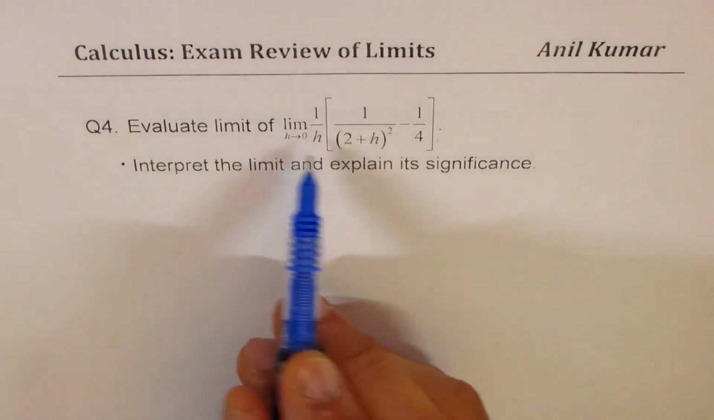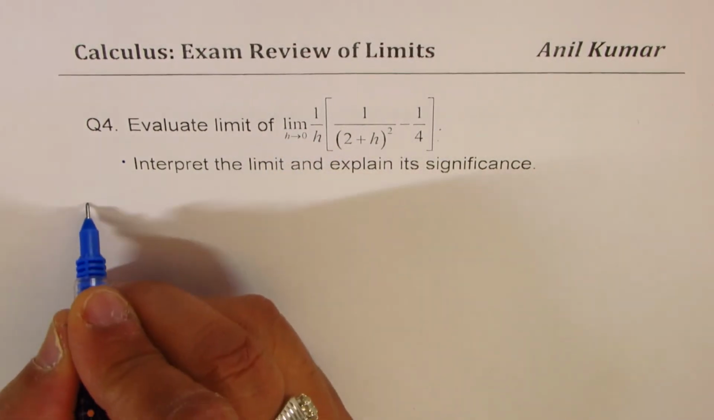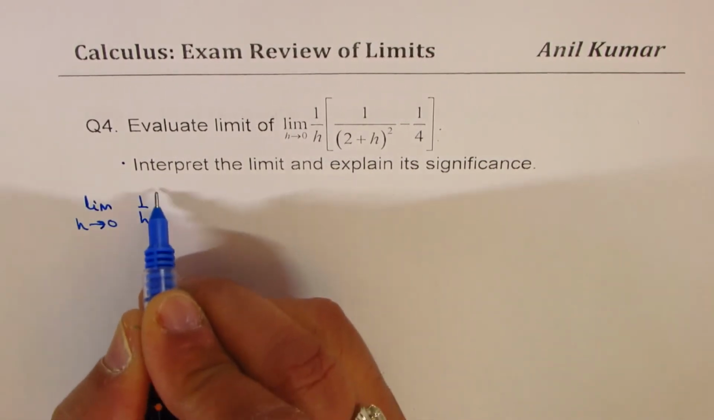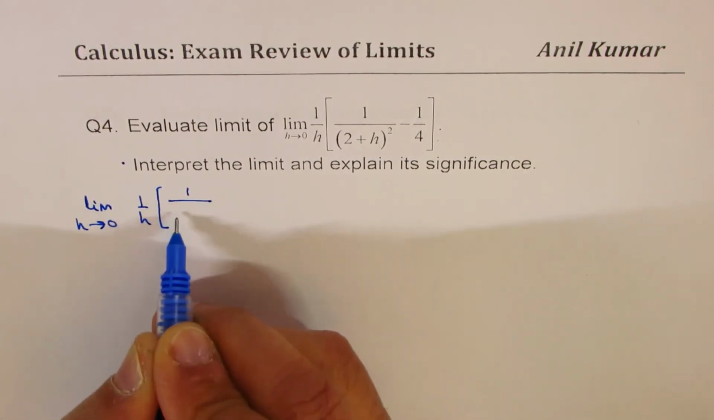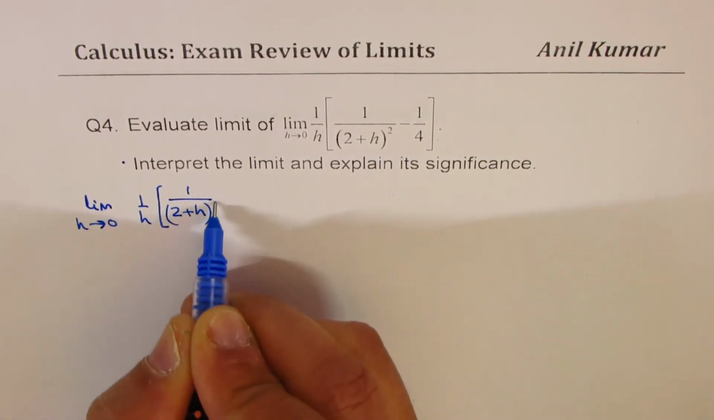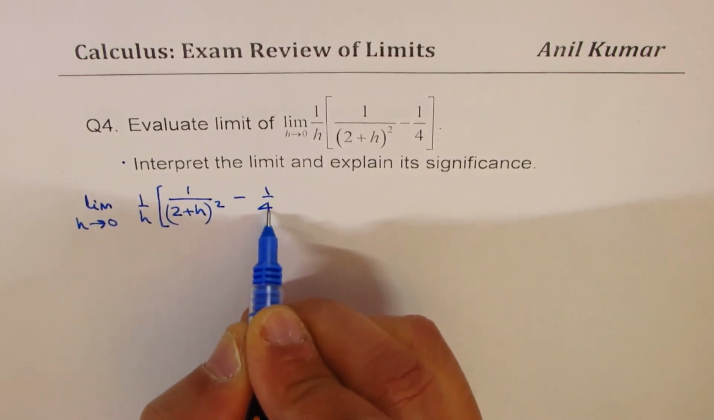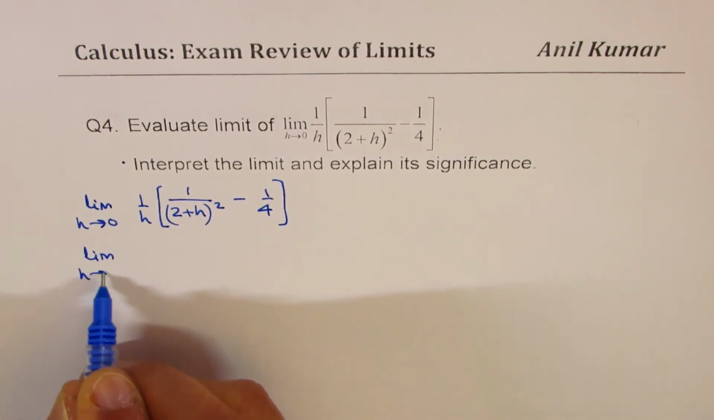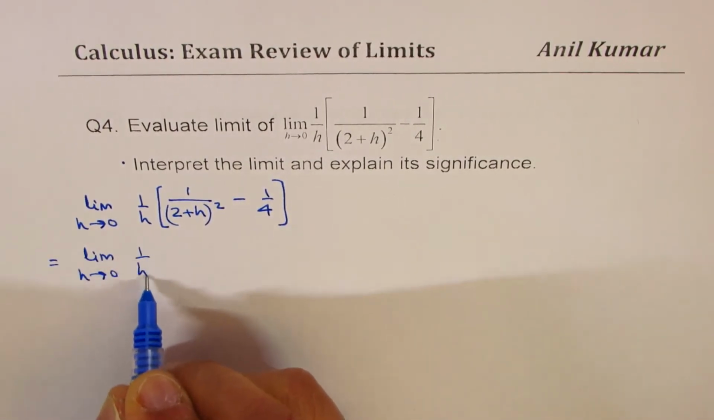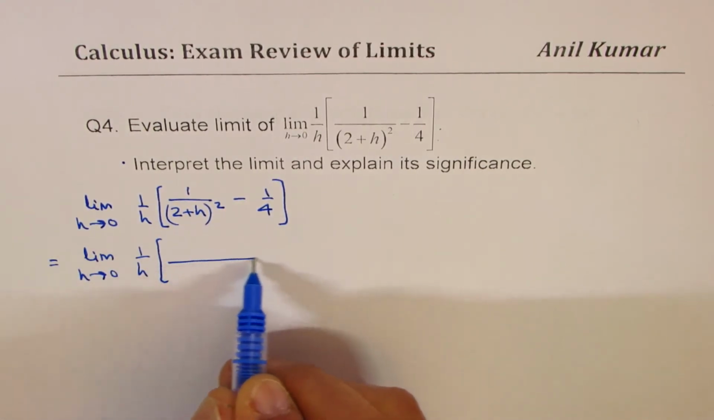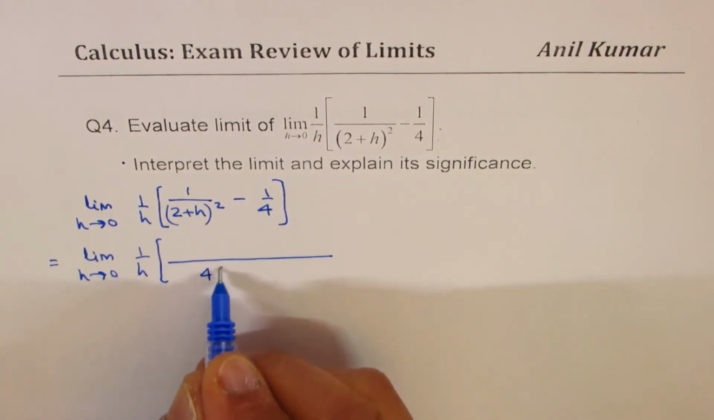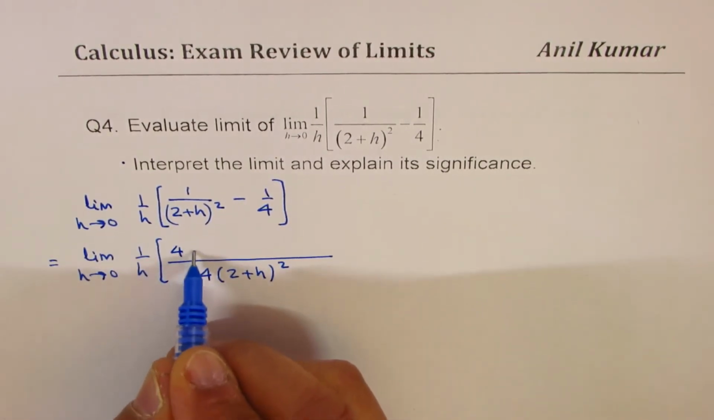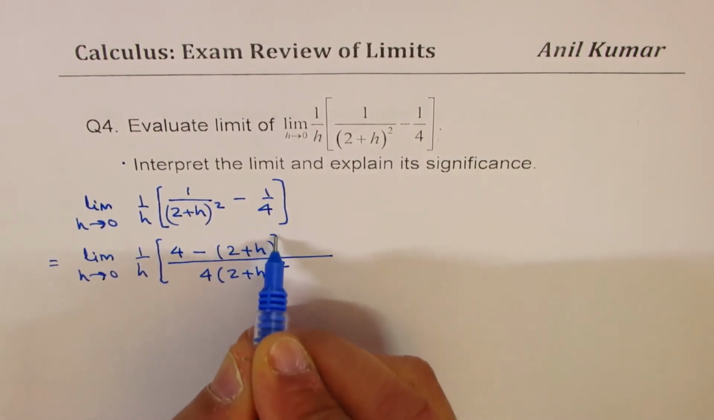Okay, so let's first evaluate the limit. So we need to find the limit when h approaches 0 for the function which is 1 over h, times 1 over (2 plus h) whole squared minus 1 over 4. So let's take the common denominator. So we can write this as limit h approaches 0, 1 over h. So if I take the common denominator, what do I get? I get 4 times (2 plus h) whole squared in the denominator, cross multiply, we get 4 minus (2 plus h) whole squared in the numerator.